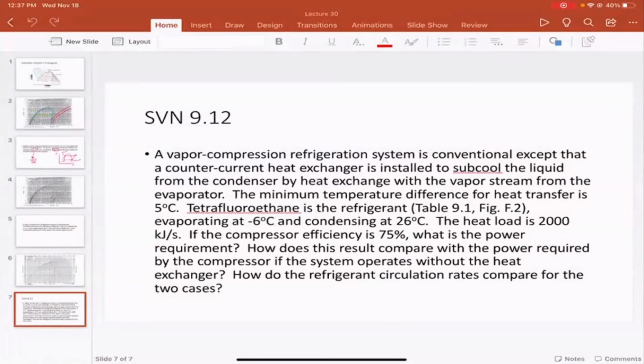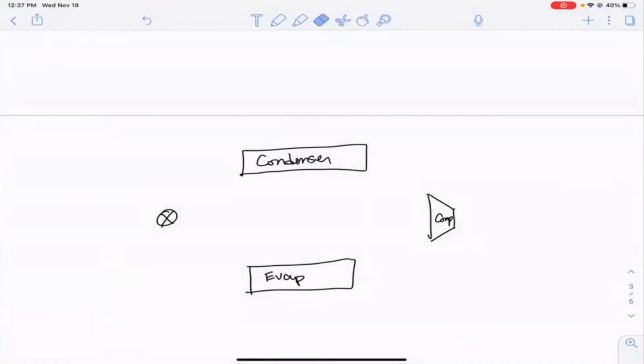The last example that we're going to solve today is an interesting switch on the problem that we just solved a minute ago. In this problem, we still have the exact same refrigerant operating at the same temperature, so -6 degrees C in the evaporator and 26 degrees C in the condenser. But here what we've done is to institute a heat exchanger between the vapor stream from the evaporator and the liquid from the condenser. So if we have a look at how that might affect our cycle.